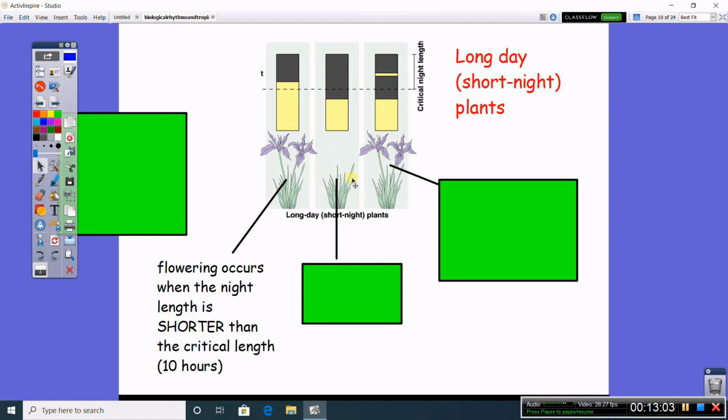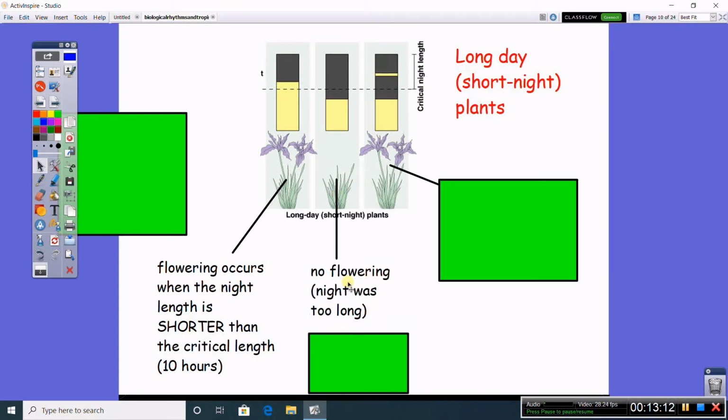Here you see no flowering. The amount of darkness they had was greater than the critical night length. Therefore, you're not going to get any flowers. So here, no flowering, your night was too long.